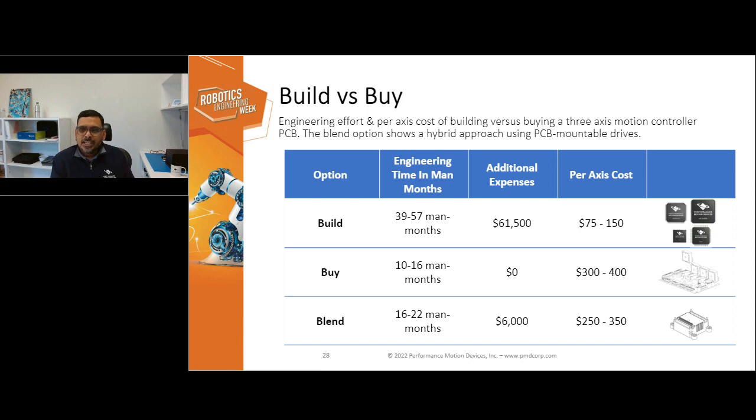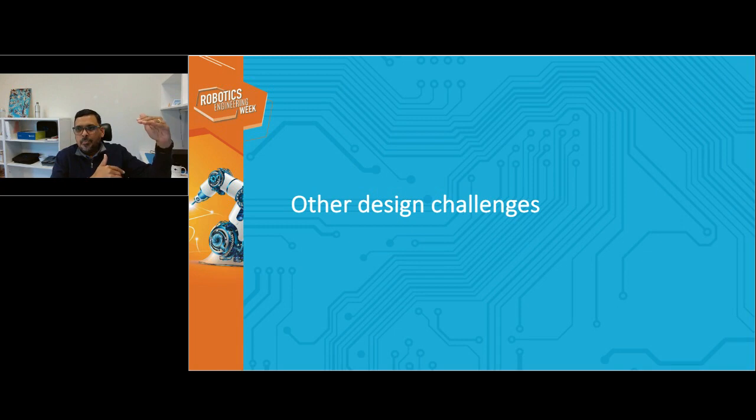It's a common decision; even we go through this for some of our designs, whether we want to build everything from scratch or buy from some of the providers. So this is just to give you a high-level view of a build versus buy versus blend decision for motion control. With that, we covered the first 3 points in our agenda, so I'll move on to a few other design challenges.